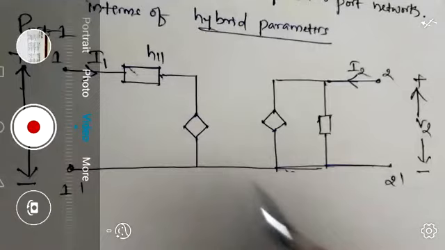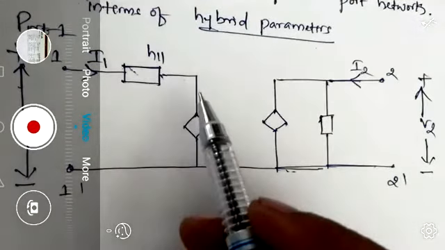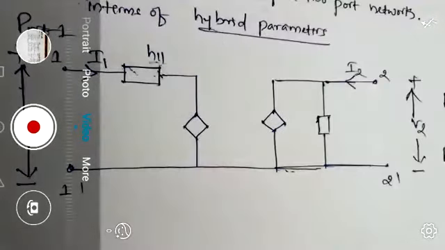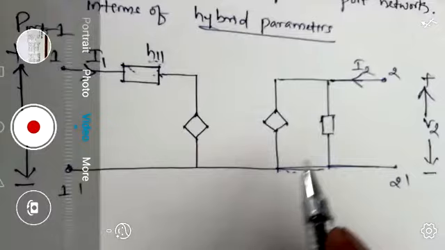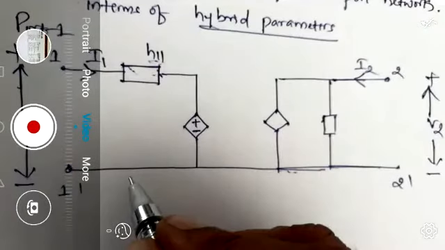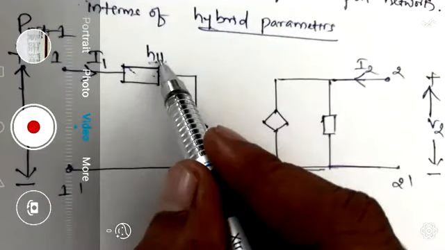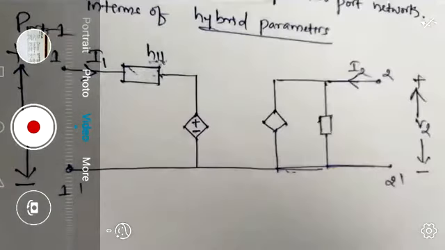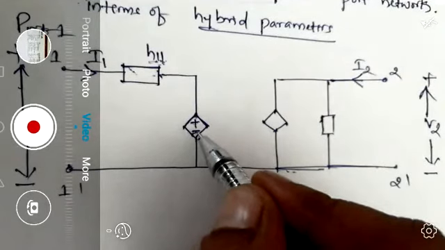Because H11 is what? H11 is the short circuit impedance. Impedance means, we know that impedances are always connected in series with voltage source. So this should be a dependent voltage source. So it becomes a voltage source, and we represent it with a diamond symbol. Inside the diamond symbol, plus minus means it is a dependent voltage source.